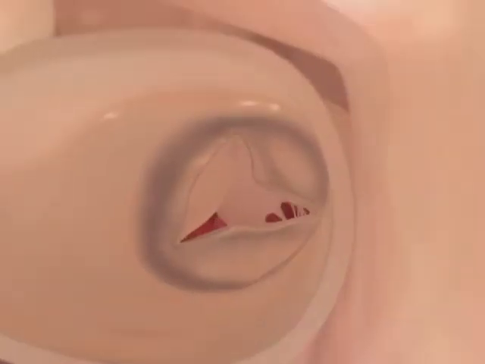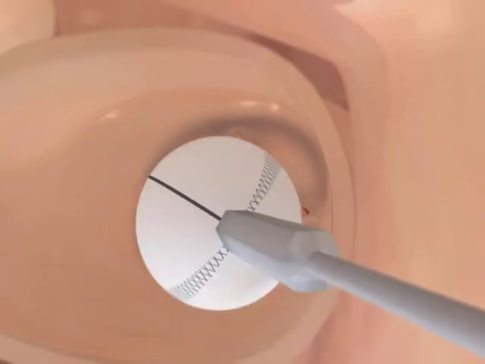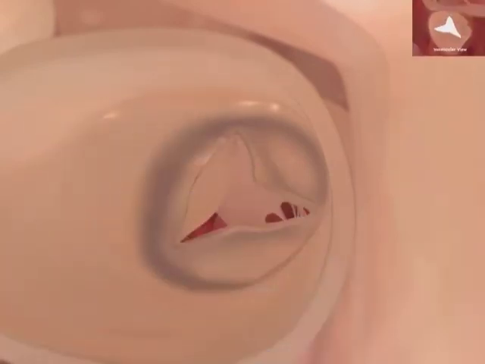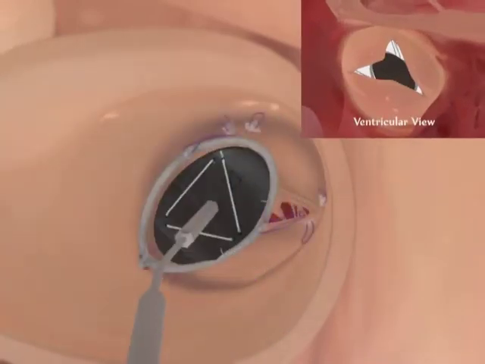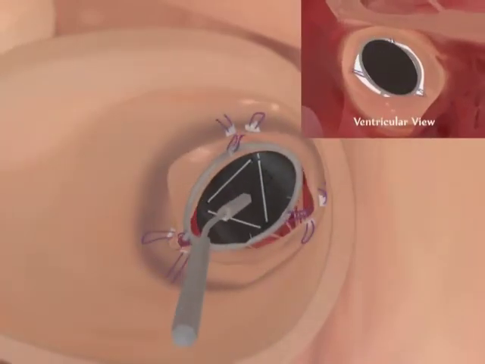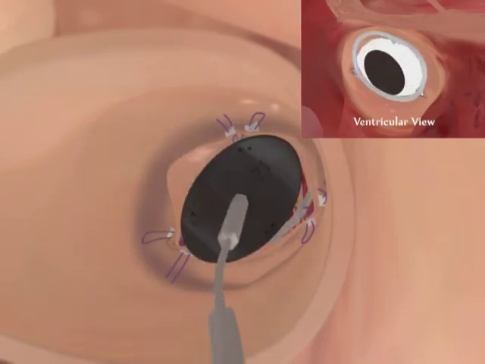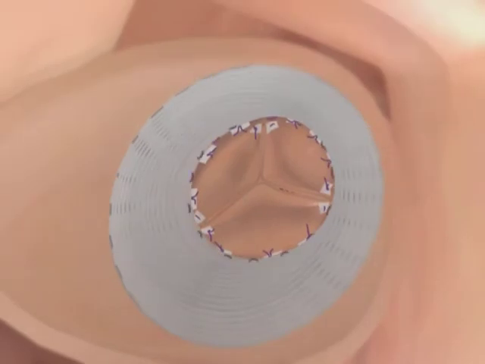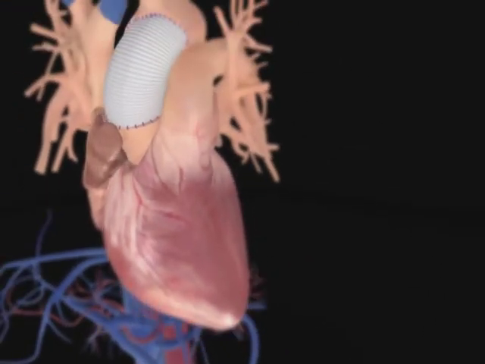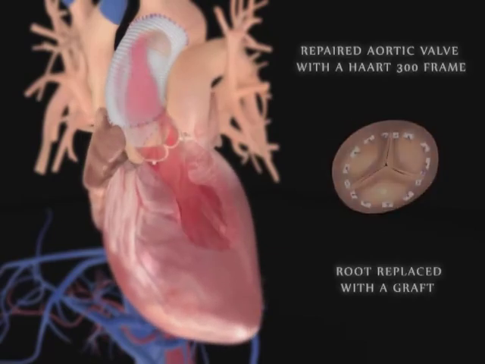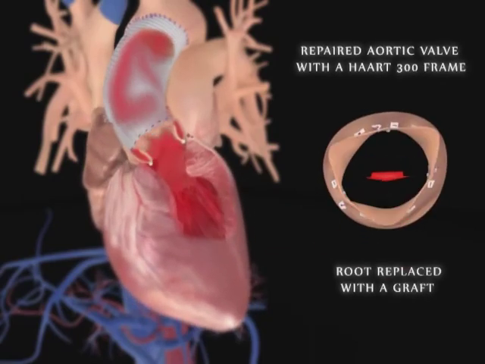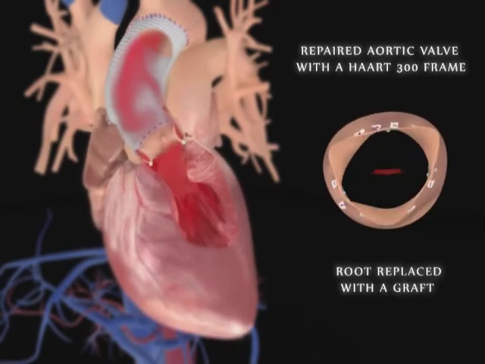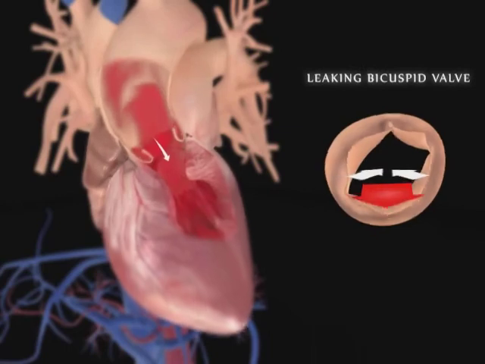Root replacement is required when there is dilation or an aneurysm in the aorta, but the aortic leaflets are relatively undamaged. The HAART 300 is sized and implanted in the same manner as described for AI patients. After the diseased aorta is removed and the ring is sutured in place, an appropriate size polyester vascular graft is sutured over the stabilized HAART ring and leaflet structure on one end, and the aorta on the other end. The repaired valve with its replaced diseased aorta is once again competent with no regurgitation.